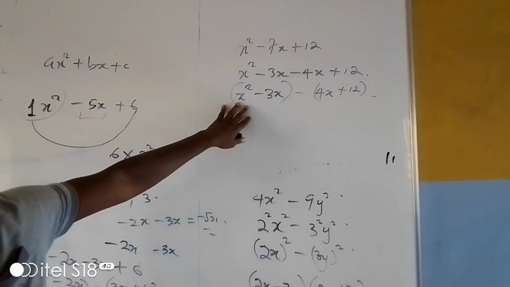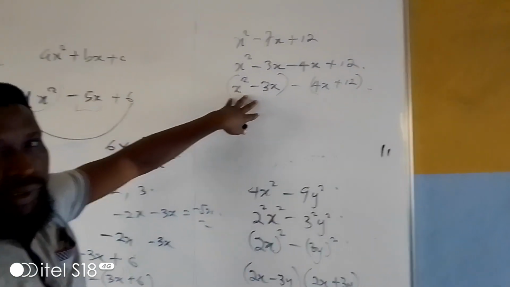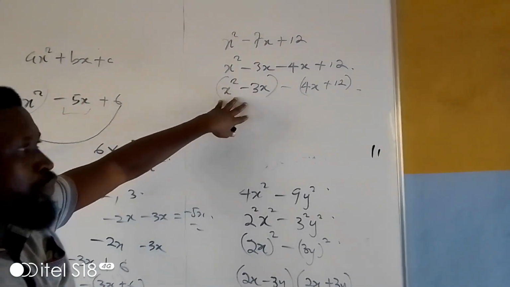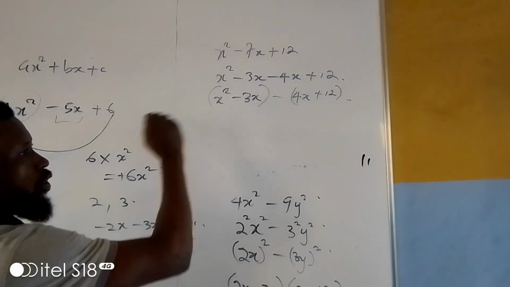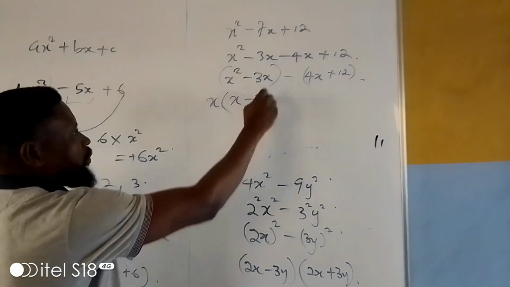So we look at what you have within the bracket. We have x squared minus 3x. Of course, we're going to pull out the common factor. The common factor here is x. And you write down the remainder.